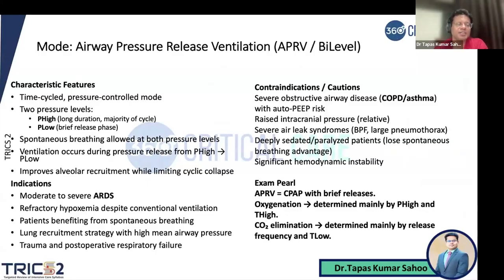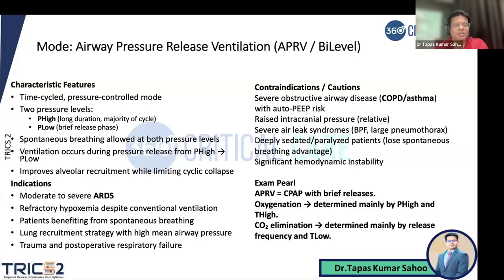What are the characteristic features? It is a time cycled pressure control mode with two pressure levels, P high and P low. What do you mean by P high? At P high, pressure will be maintained for a long duration, and that is the majority of the cycle. Now P low is a brief release phase, where the pressure would be released and immediately there would be pressure high. Now spontaneous breathing is allowed at both pressure levels, and ventilation occurs during pressure release from P high to P low. As a result, what would happen? There would be alveolar recruitment while limiting the cyclic collapse.